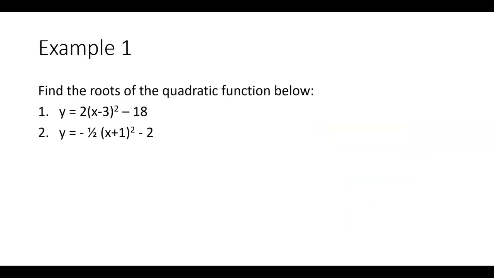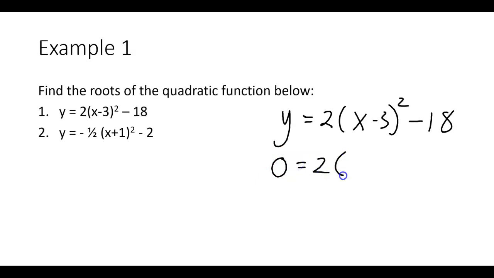So the directions say find the roots of the quadratic functions below. Here we go. So y equals 2 times (x minus 3) squared minus 18. All right, so what's the first step? Plug 0 in for y. And after that, we just solve for x. Now, we've solved for x before, so just shout out. What do I do here? Add 18 on both sides.